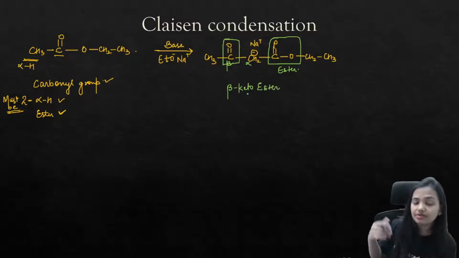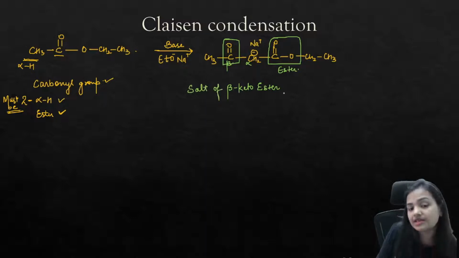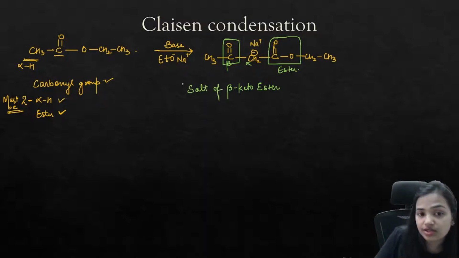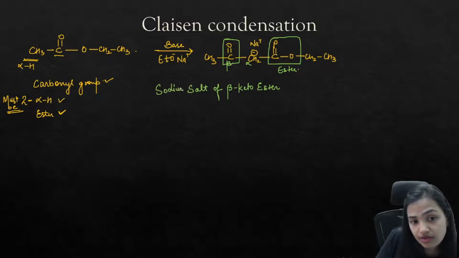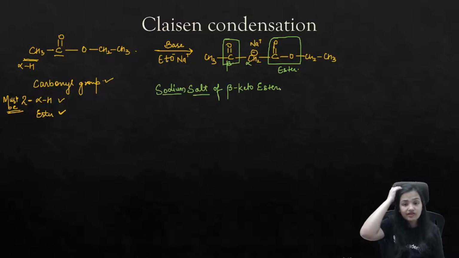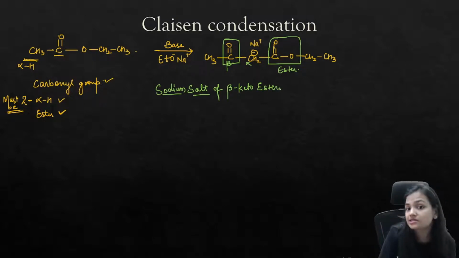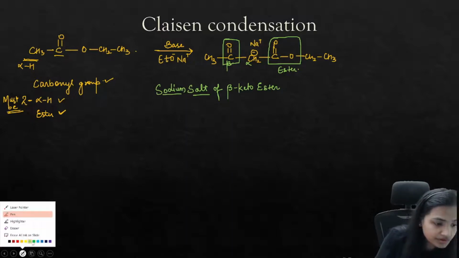And is this only a beta keto ester? No, this is a salt of beta keto ester. If this is sodium, we can say that this is the sodium salt of beta keto ester. So this is the product of Claisen condensation. But the question is how it is forming and why this sodium salt of beta keto ester is a stable product.